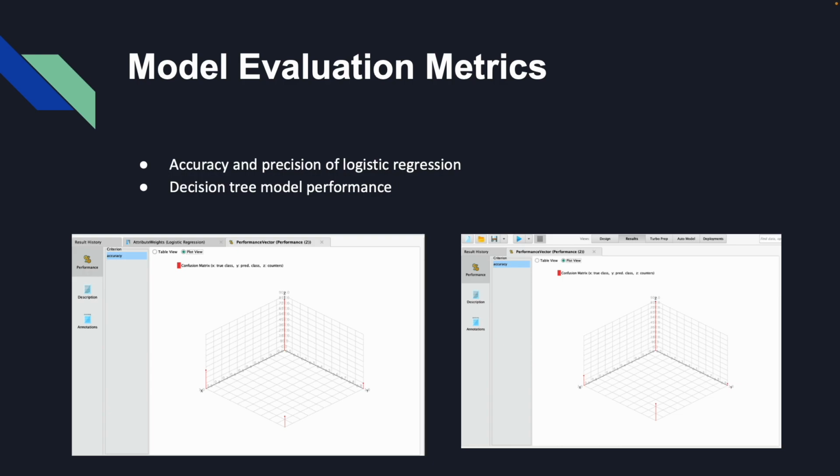I'll discuss the accuracy and precision of the logistic regression model. The metrics gave me confidence in the model's ability to accurately predict these retention outcomes. Similarly, I evaluated the performance of the decision tree model. I compared its accuracy, precision, and other relevant metrics to the logistic regression model, assessing its efficacy in retention prediction efforts.